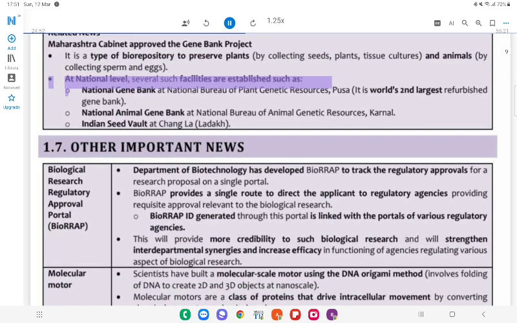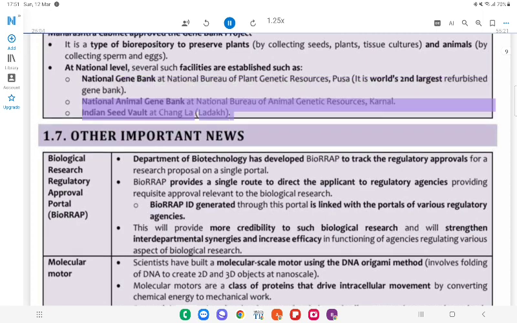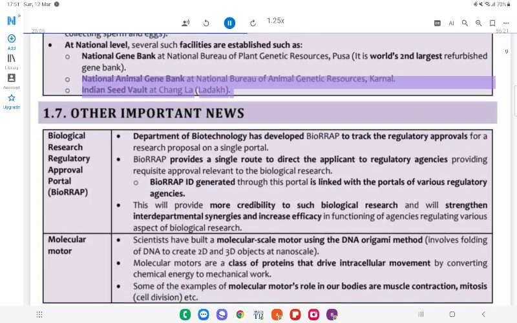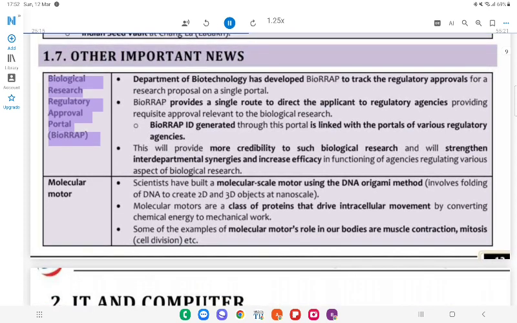At national level, several such facilities are established, such as the National Gene Bank at National Bureau of Plant Genetic Resources, PUSA. It is the world's second largest gene bank. National Animal Gene Bank at National Bureau of Animal Genetic Resources, Karnal. Indian Seed Vault at Chang La, Ladakh. Other important news: Biological Research Regulatory Approval Portal, BioRAP.